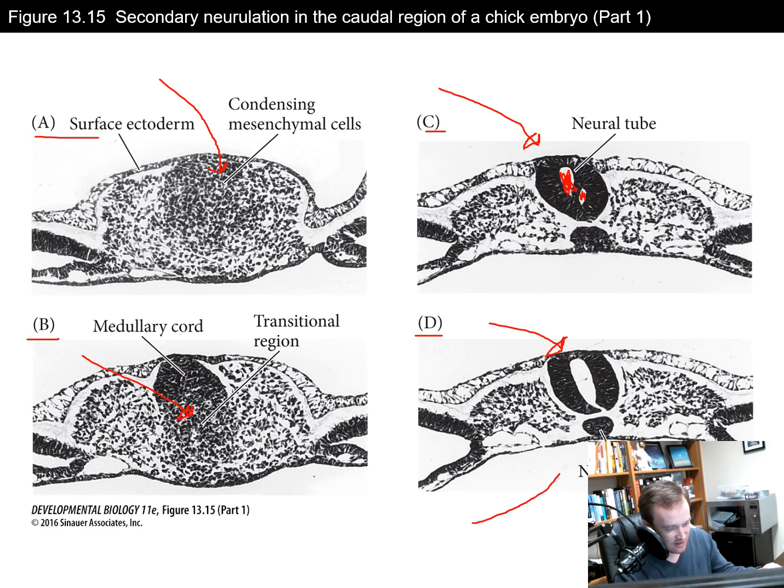And what's indicated under my video here that you can't see is this is the notochord, is this dark ring below the forming neural tube.